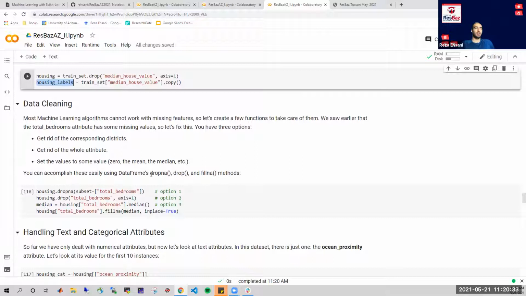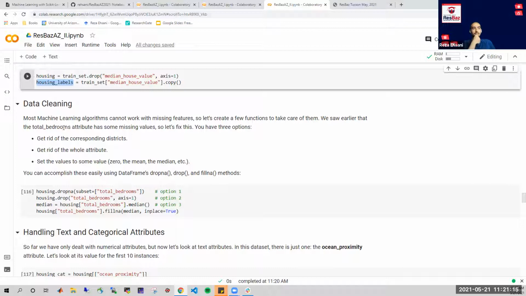So the next step would be to clean our data sets. And as I mentioned in the previous session, most machine learning algorithms cannot work with missing features. So we need to create a few functions to take care of this. We saw earlier that the total bedrooms attribute has some missing values, so we need to fix this one. We have three options. One is to get rid of the corresponding districts. The other one is to get rid of the whole attribute. And finally, we can set the missing values to some value, usually 0, the mean of that feature, or the median.